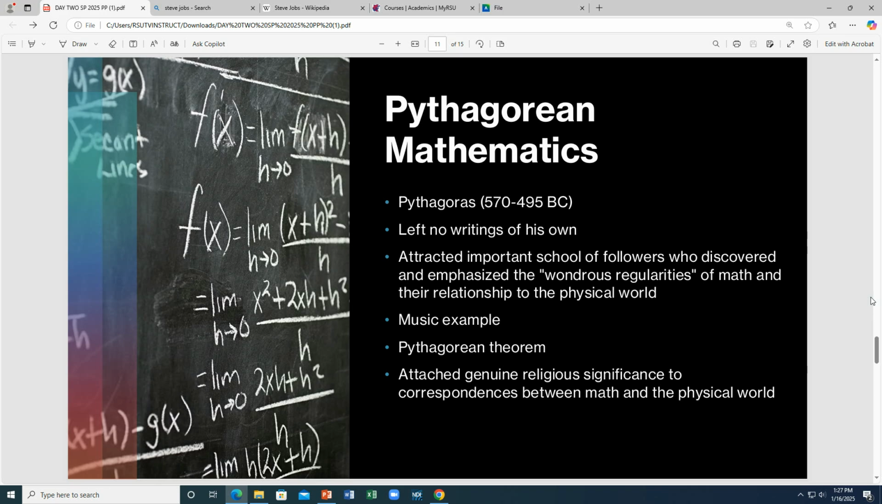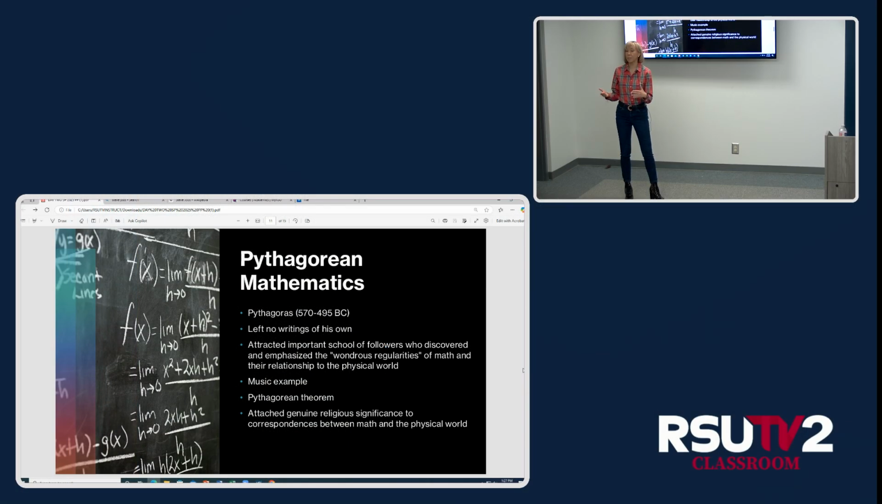It's mentioned just a little bit in your book, but to that end also, guys, I want to make sure that you are really reading this book carefully. Okay, all right. So Pythagoras, he left no writings of his own, but he had quite a following, and people who studied with him or knew about him left a lot of writing, okay? So he attracted important schools of followers who discovered and emphasized what they called the wondrous regularities of mathematics and how math related to the general world, okay?